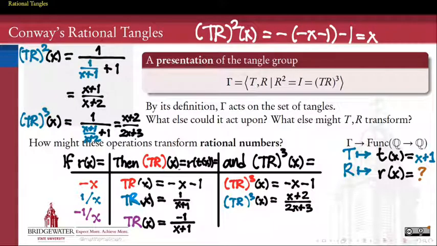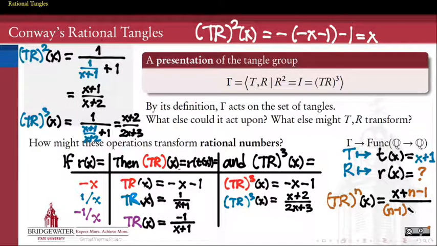So it definitely doesn't seem like the identity, right? Although what's interesting is we could probably propose a pattern for that particular function. What would we get for TR to the power n, do you think? x plus n minus 1 over n minus 1 x plus n. Yeah, that would be interesting to try and prove by induction, that that's actually a formula for the nth iterated power of TR.